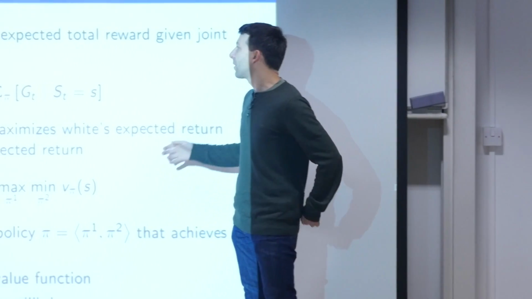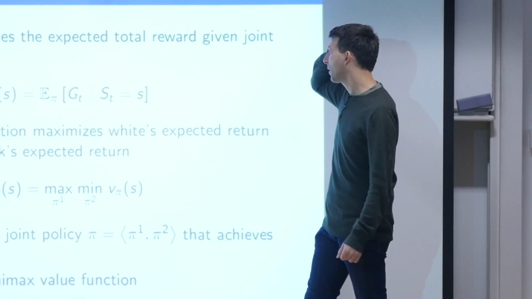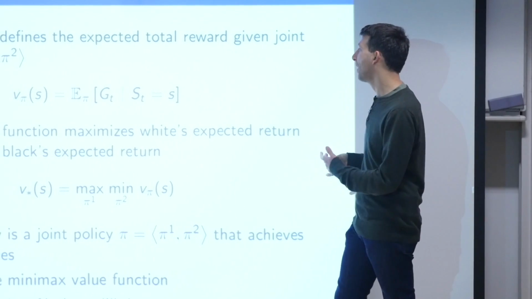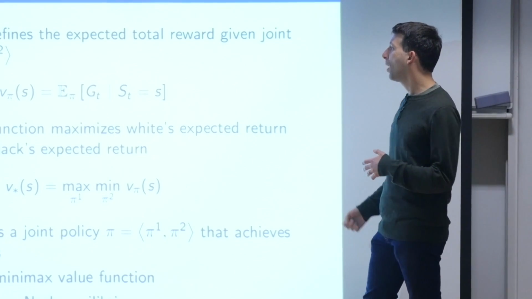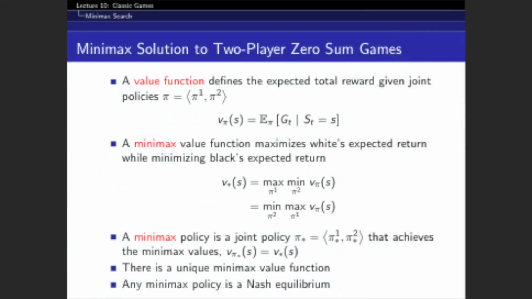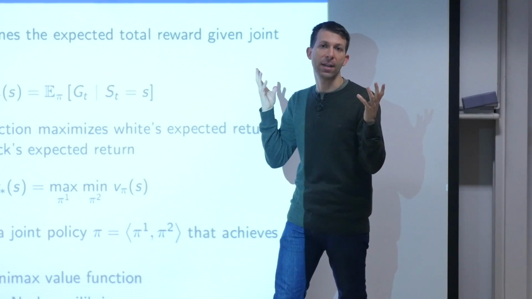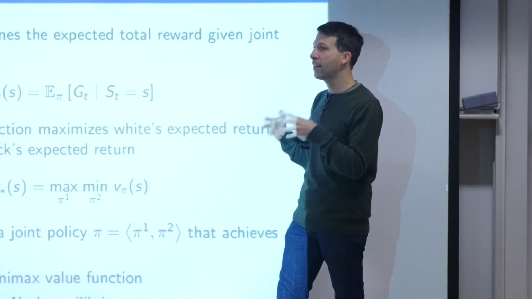The special thing about these two-player games is that there's something we call the Minimax value function. It maximizes white's expected return while minimizing black's expected return. There is a unique value function, and the way to think of it is this: if black played the best possible strategy for black and white played the best possible strategy for white, what would the final outcome of the game be? And that's what the Minimax value function tells us.